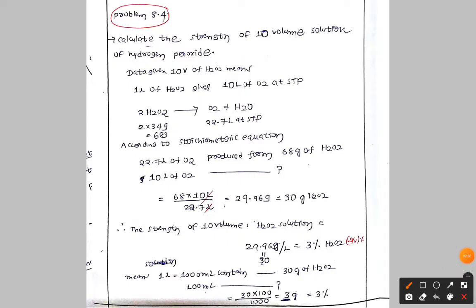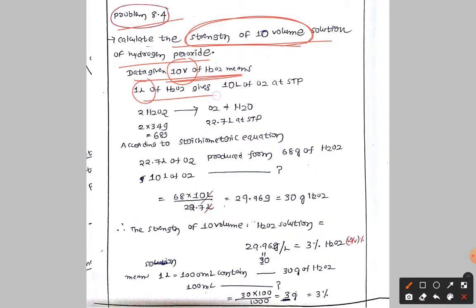Now let us discuss a text question, problem number 8.4. Calculate the strength of 10 volume solution of hydrogen peroxide. What is strength? Strength means in a given amount of solvent or solution, how much amount of solute is present. That is called the strength of solution. Here the data given is 10V. We already know 10V means 1 liter of hydrogen peroxide gives 10 liters of oxygen at STP, as per our previous knowledge.